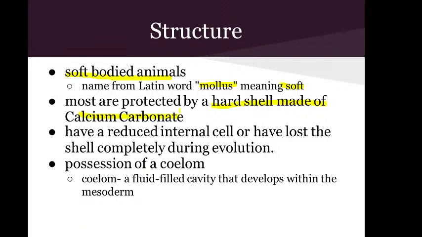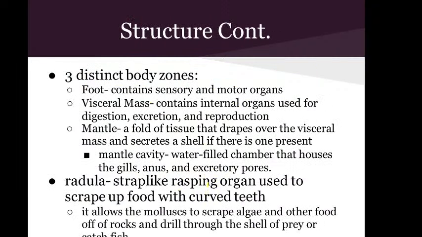They have a reduced internal shell or have lost the shell completely during evolution. And of course there is the presence of a coelom. So what is coelom basically? It is a fluid-filled cavity that develops within the mesoderm. So we have the outer hard shell, the inner structure gets lost, and of course we have the presence of coelom.